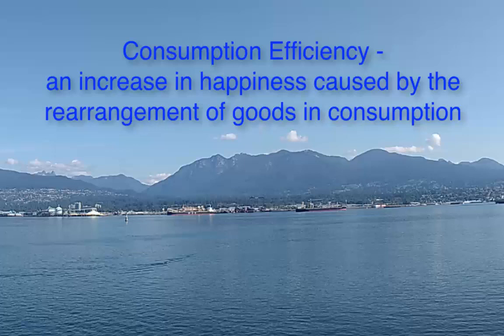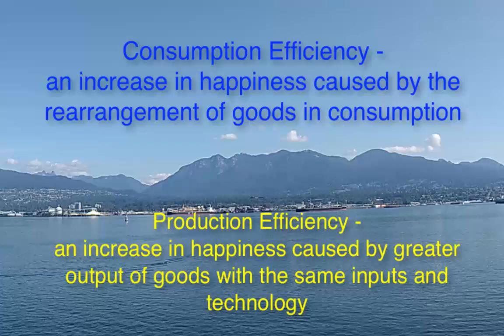Even though there's been no increase in input of labor and no increase in technology at all, simply reorganizing production on the basis of comparative advantage is enough to increase the total number of apples and oranges produced in the economy. And that we would call an increase in production efficiency. So production efficiency is like getting greater productivity out of the economy. We get more stuff with the same amount of inputs. Consumption efficiency is just the increase in utility that comes about by reorganizing consumption. Okay, so we got those two results.